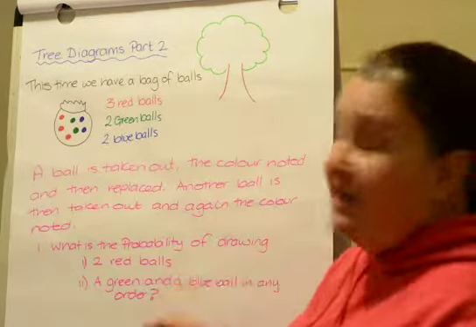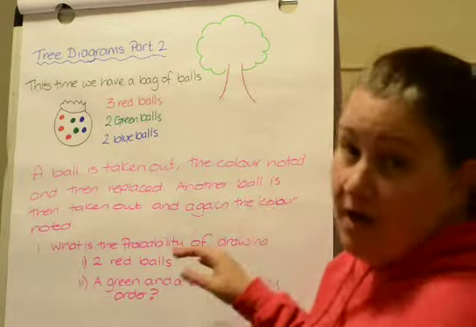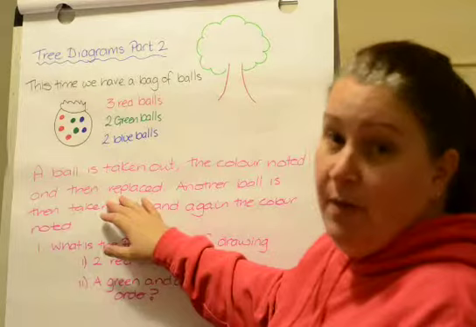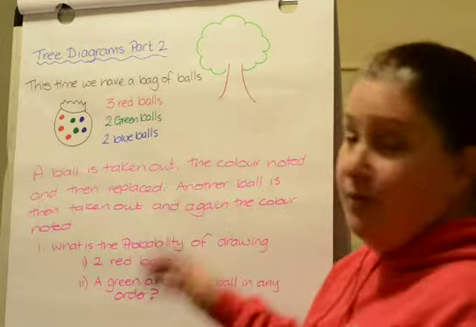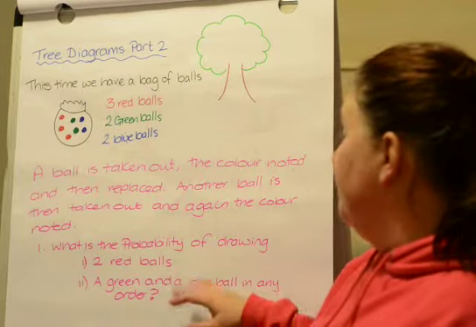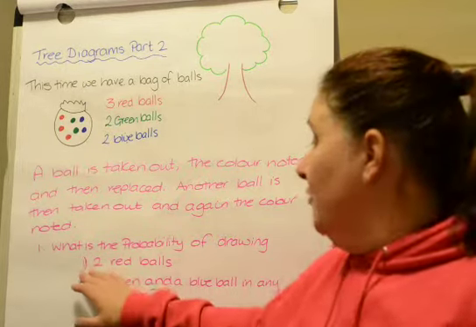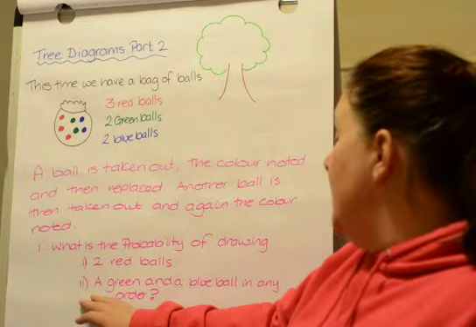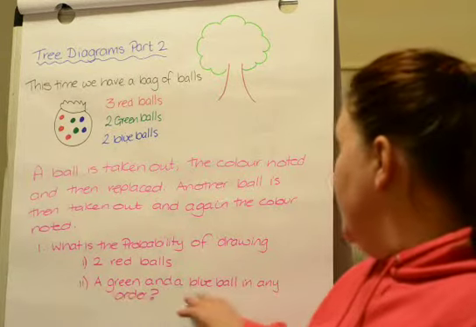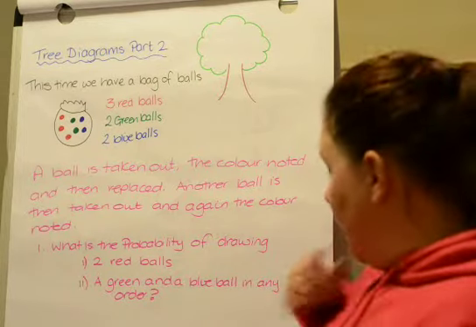Now my question to you is, if we take a ball out, the colour we note down and then replace it, and then we take another ball out, again we look at the colour. I want to know what the probability is of pulling out 2 red balls and then a green and a blue ball, but in any order.